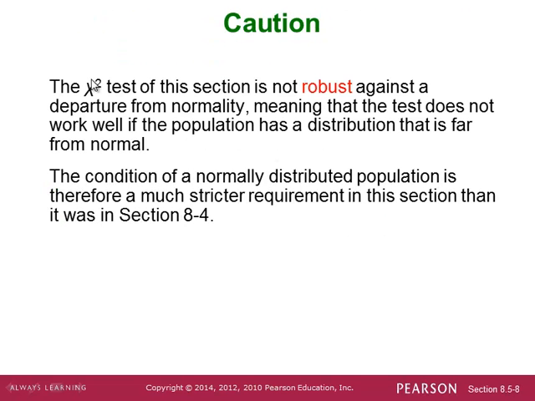We're going to remind you that the chi-square test of this section is not robust against a departure from normality. That's why you want to check it. You probably want to use a QQ plot, also known as a normal quantile plot. And for a test to not be robust means that the test does not work well if the population has a distribution that is not close to being normal.